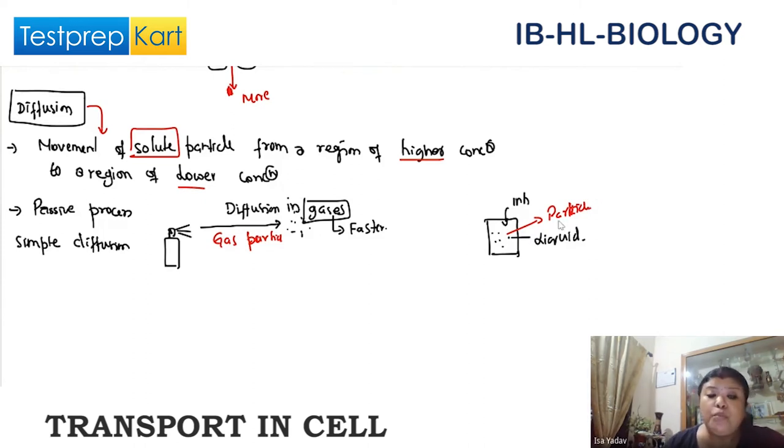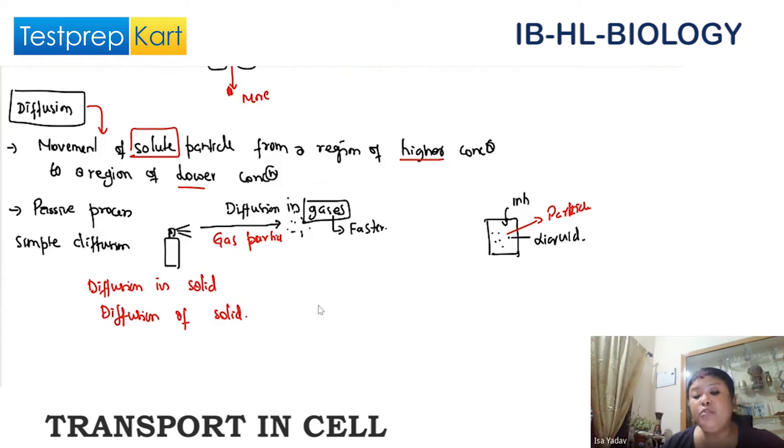But when we talk about solids, diffusion in solid is there, but diffusion of solid is never there. This you have to remember: diffusion in solid is there, but not diffusion of solid. For example, let us take a beaker.